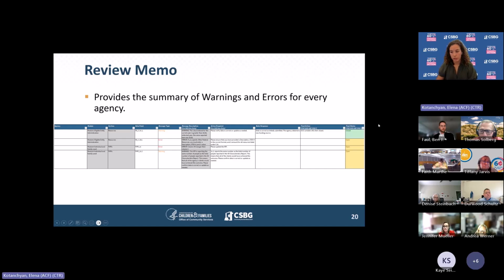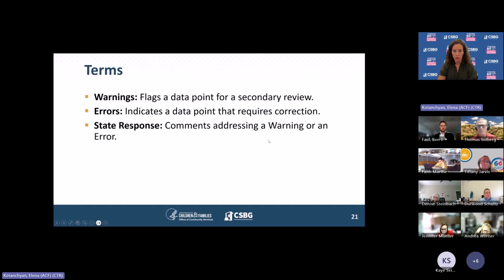And then the final action, usually I either leave it blank or, if there was a lot of back and forth about a specific item, I want to make sure that item was closed. I put something like, OCS considers this item closed. And then the final column is closed or open, but I think it's more for the state office. So I'm not going to bore you too much with this. Some of the important terms are warnings, errors, and state response, right?